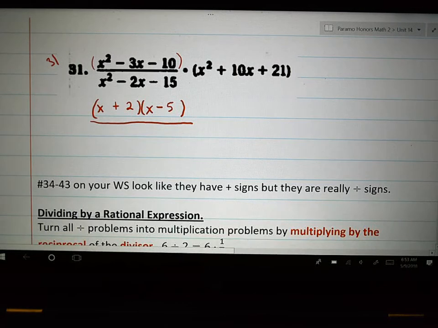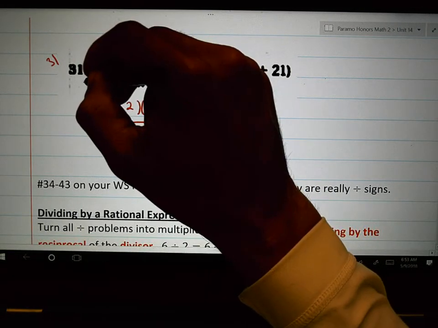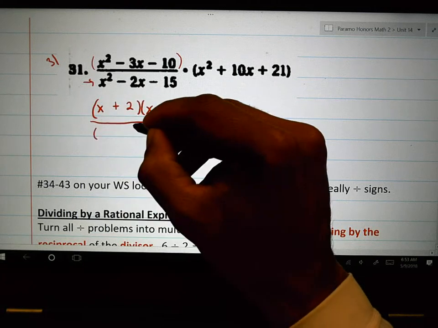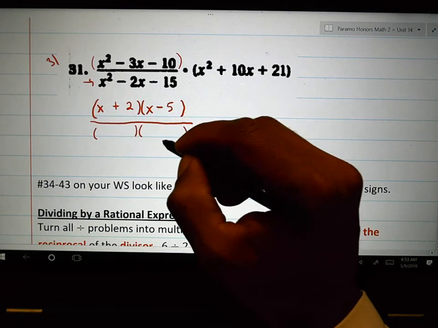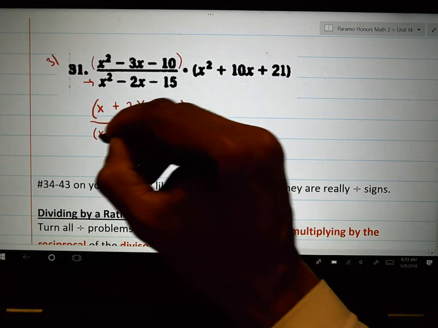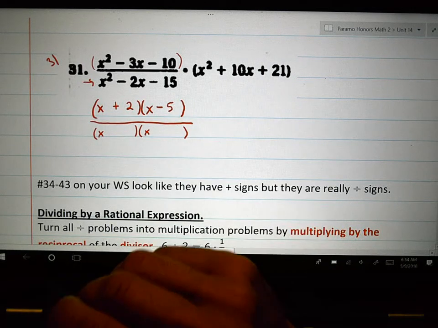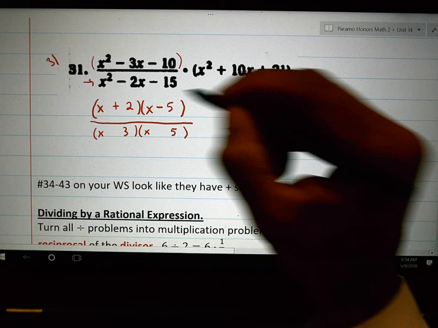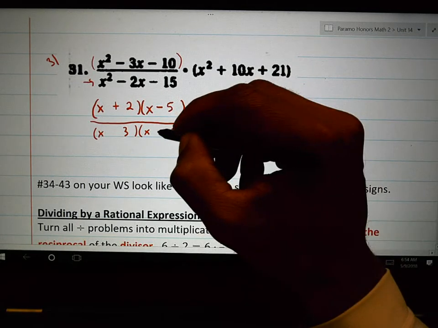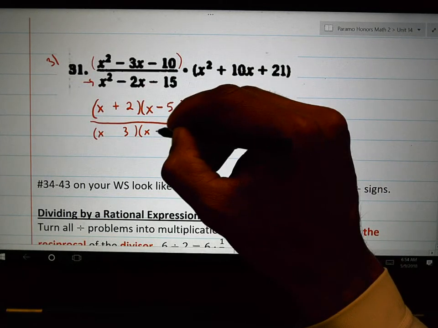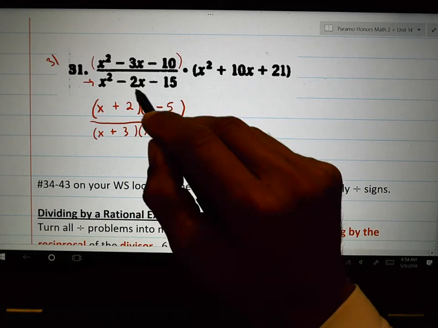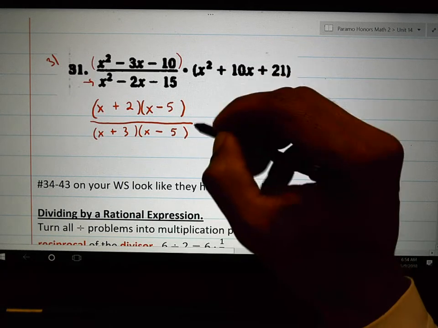Over. Now I'm going to work on this bottom denominator. Going to try to factor that first. I'm going to try to make it smaller before I make it bigger. Thinking 5 and 3 again. That makes 15. I need negative 2, so probably a negative 5 and a positive 3. That would multiply to be negative 15, but add to be negative 2 times.